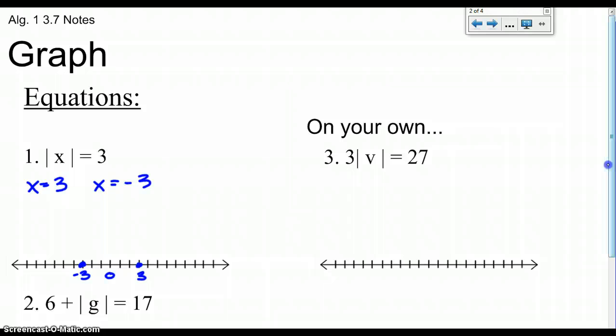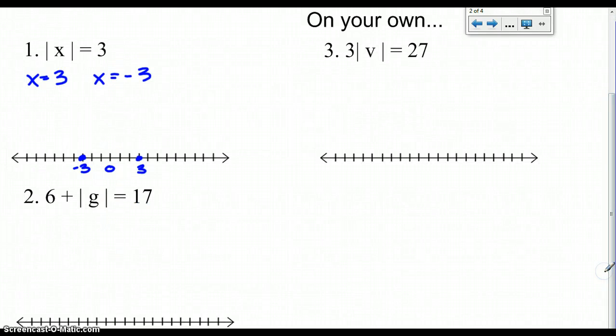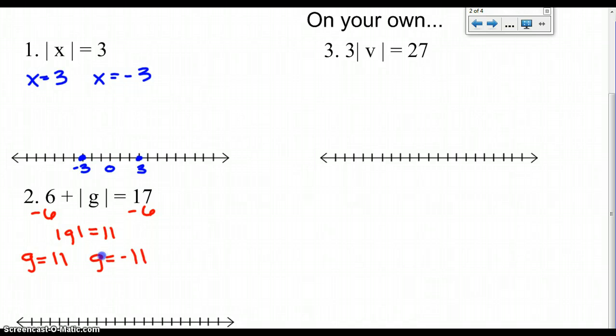So we're going to move down to number 2. We need to get the absolute value by itself. So we have to subtract 6 from both sides. And we get the absolute value of g is equal to 11. So we have g is equal to 11 and g is equal to -11.